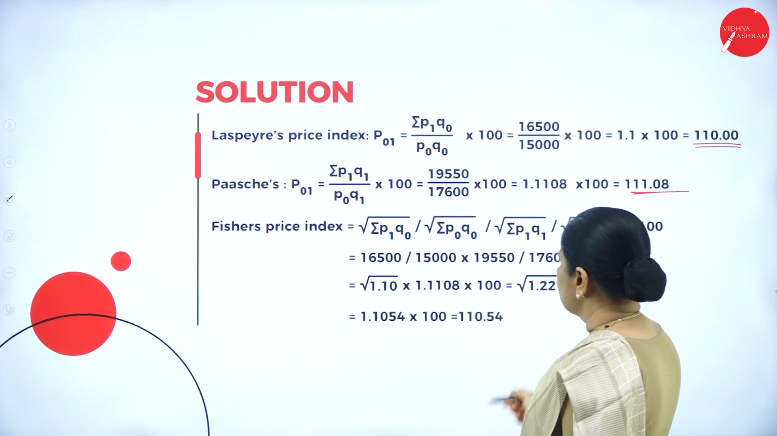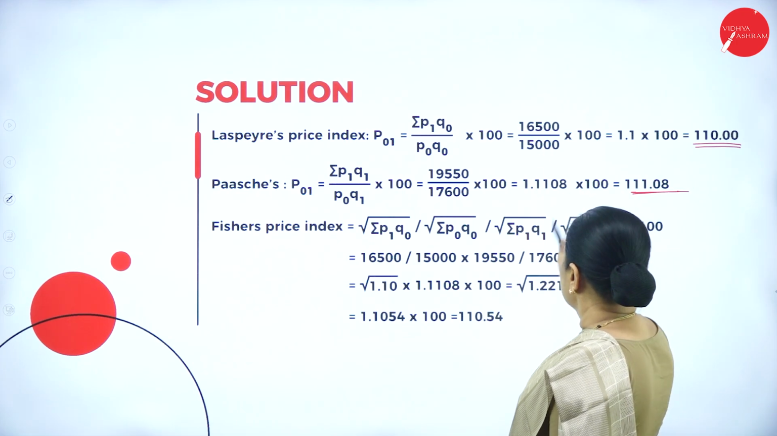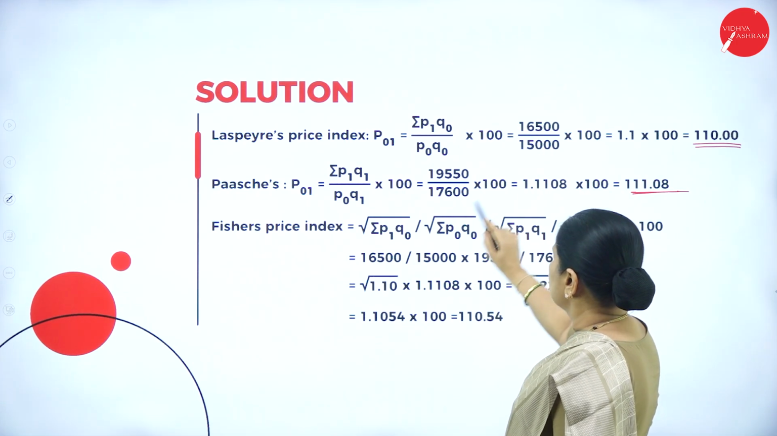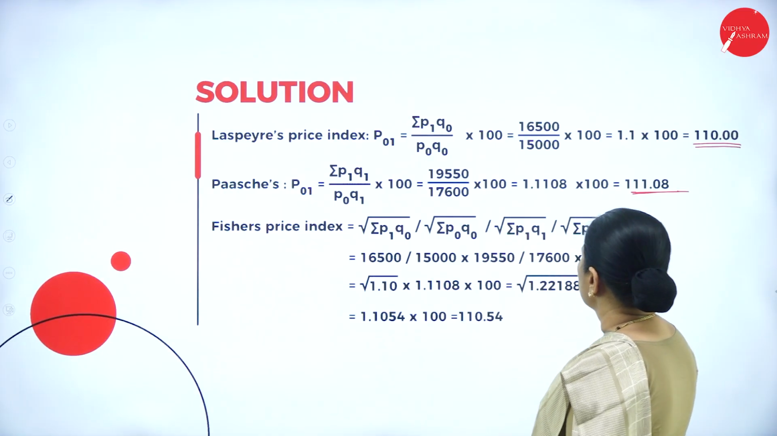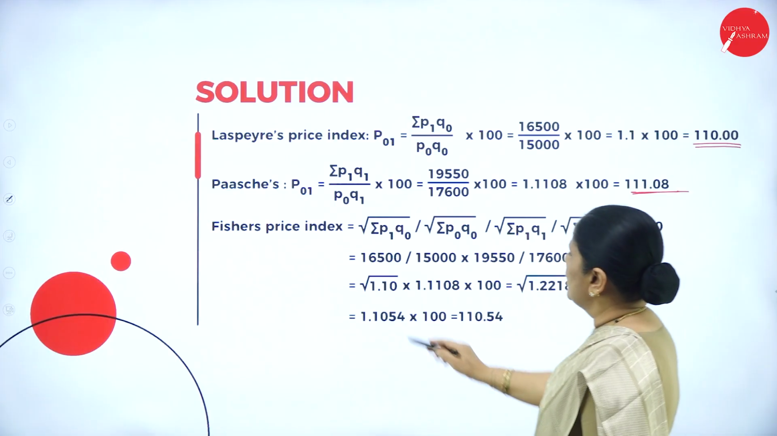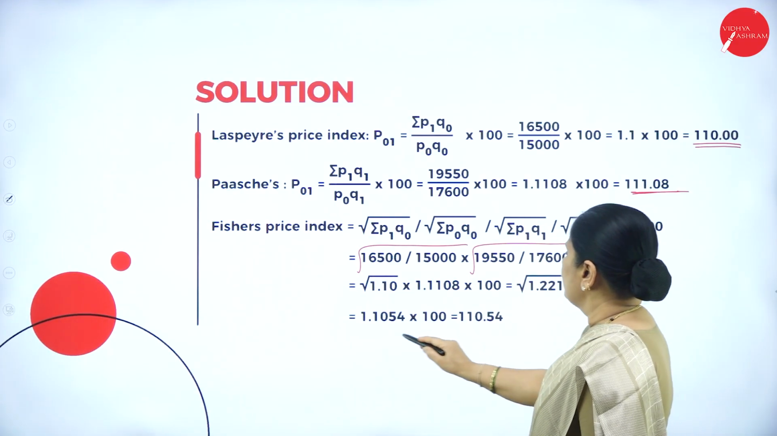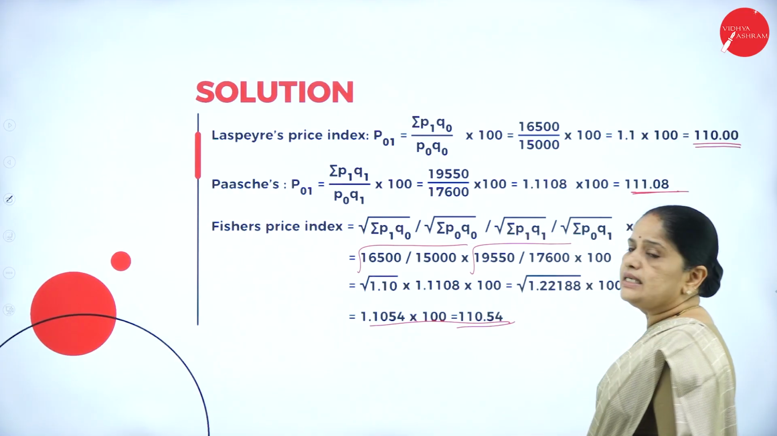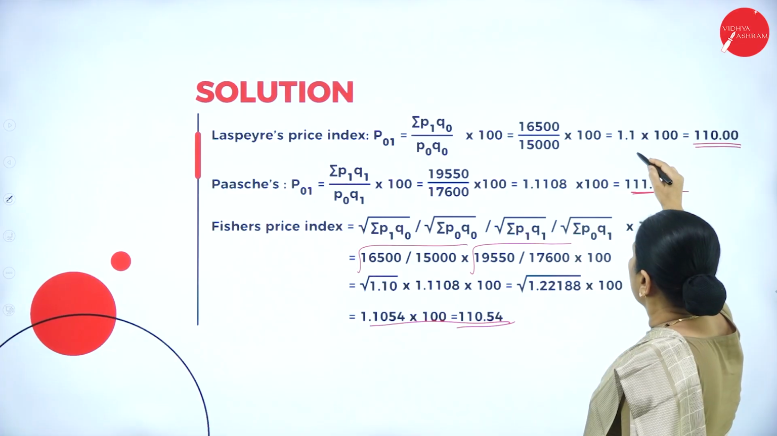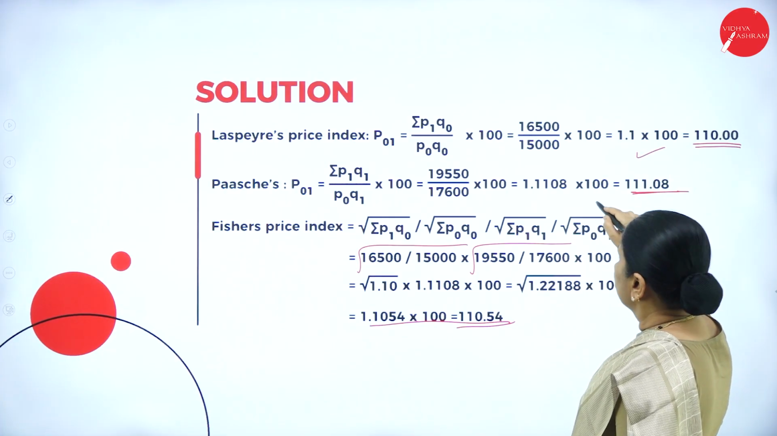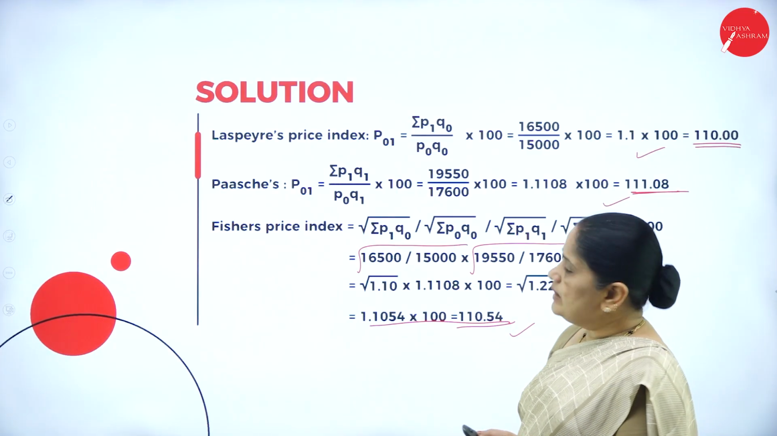Fisher's price index number is a combination of both of these. So 16,500 by 15,000 into 19,550 by 17,600. You take the root of all this, into 100, so we get the answer as 110.54. So if we compare here, Laspeyres' is 110, Paasche's is 111, but Fisher's is 110.54.